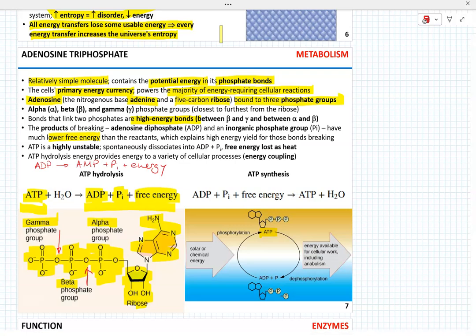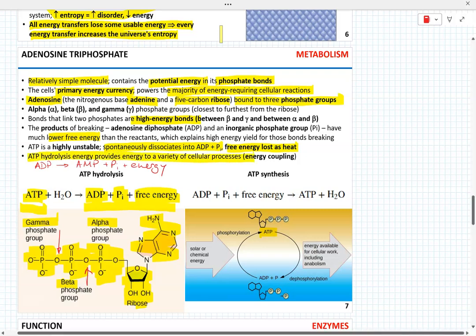A molecule of ATP is very unstable, and it can spontaneously dissociate into adenosine diphosphate and inorganic phosphate. During that process, free energy is lost as heat. So ATP hydrolysis essentially fuels many cellular processes, from protein synthesis to transcription to translation. It is often called energy coupling. Energy coupling is illustrated on the bottom panel here.